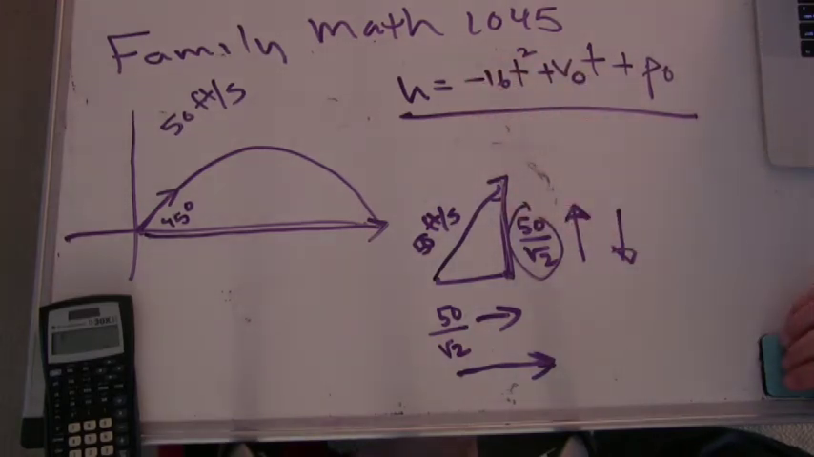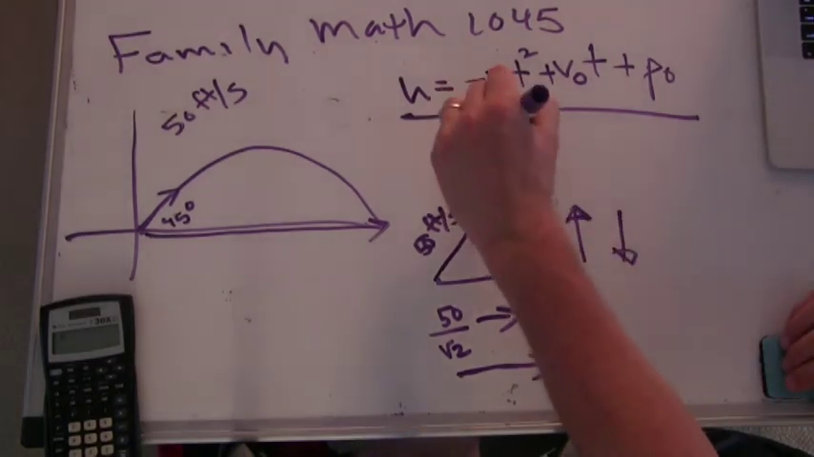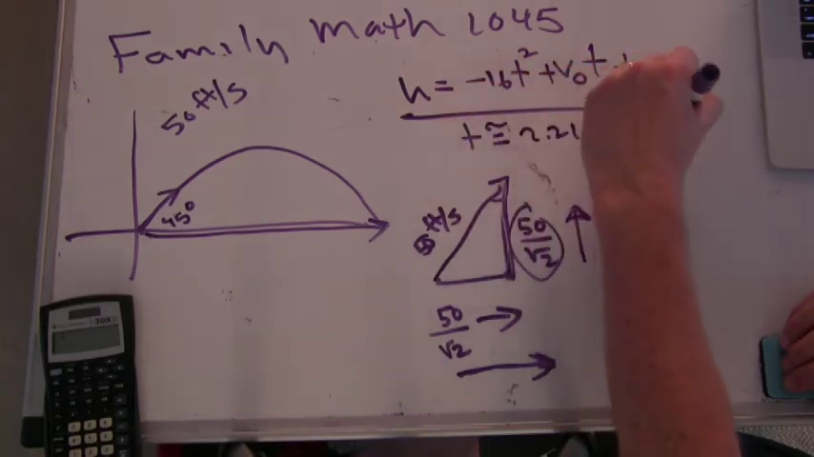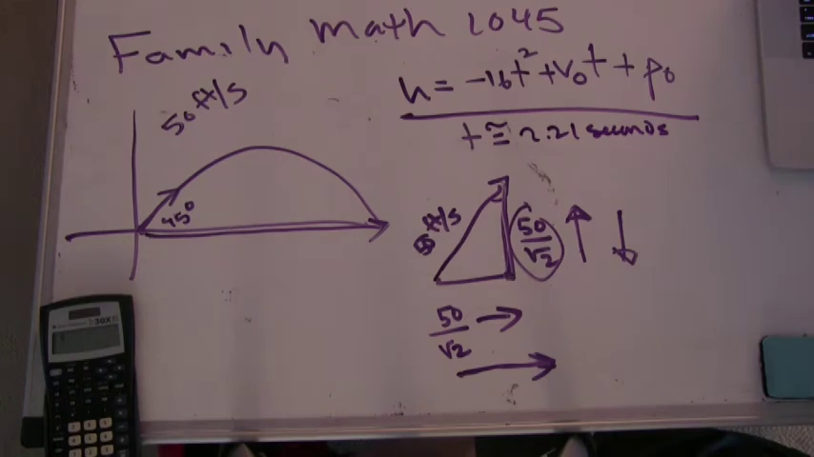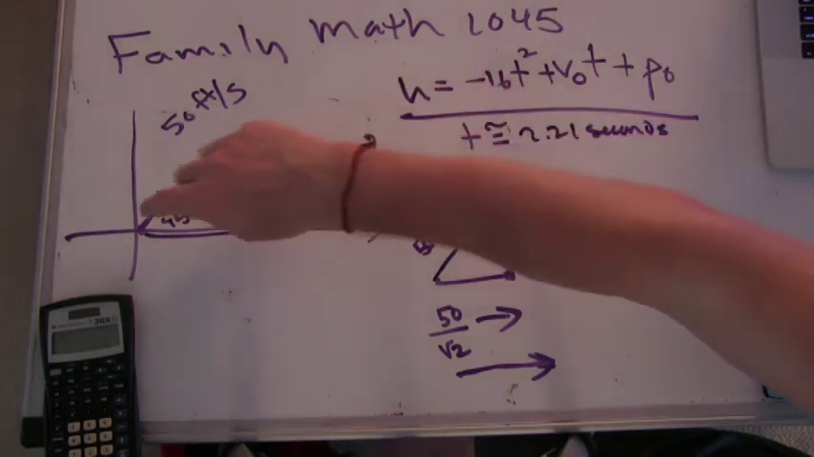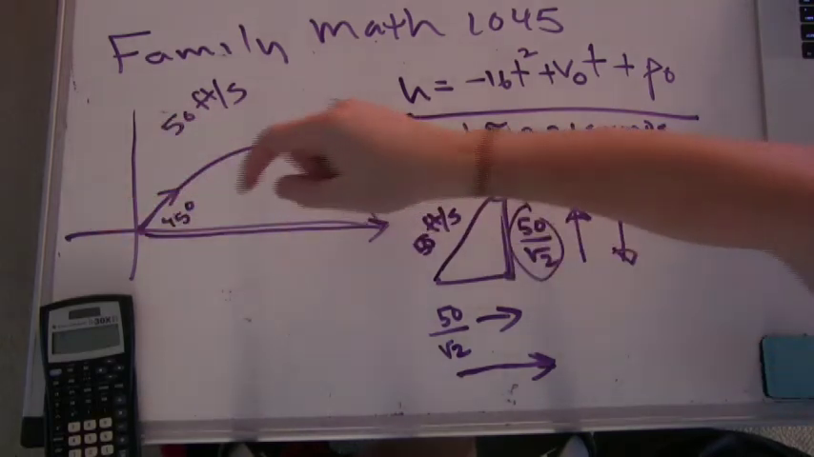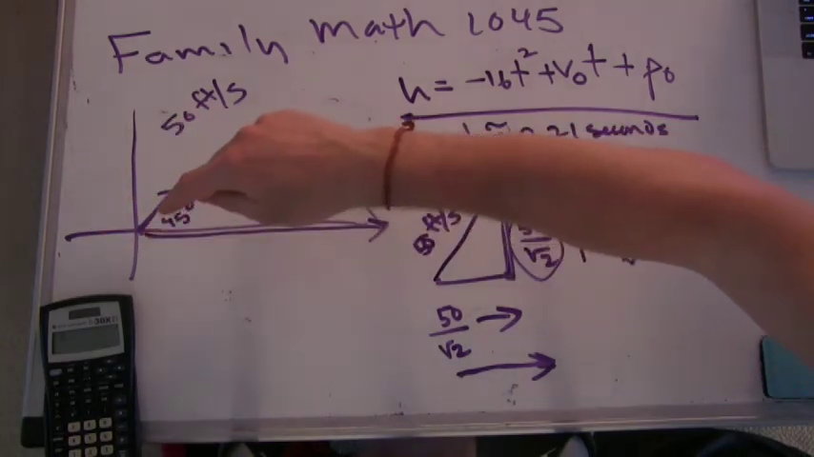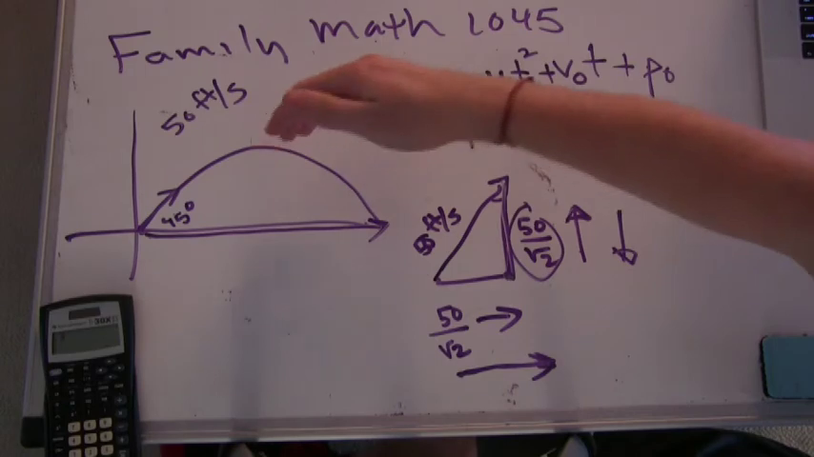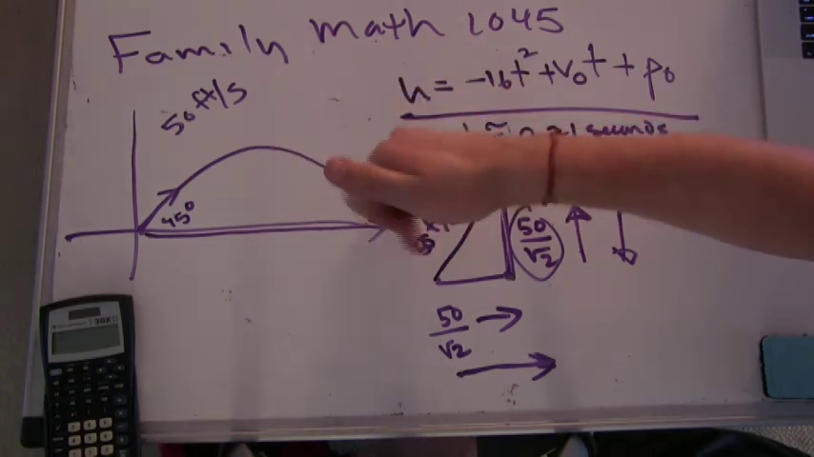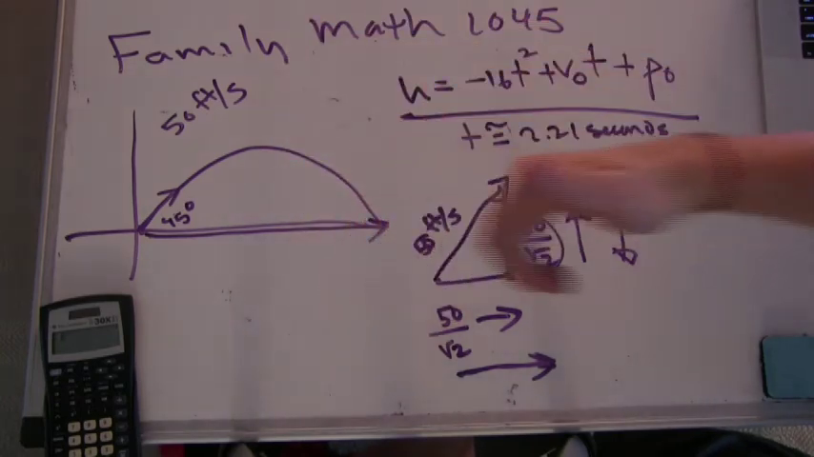And the answer turns out to be about, we'll call it 2.21 seconds. Okay, so if you threw something at a 45-degree angle on straight ground, it would, in 2.21 seconds, have fallen down and hit the ground again. But it wouldn't have gone straight up and straight down. It would have been going across.